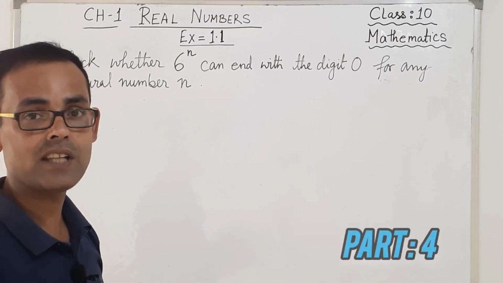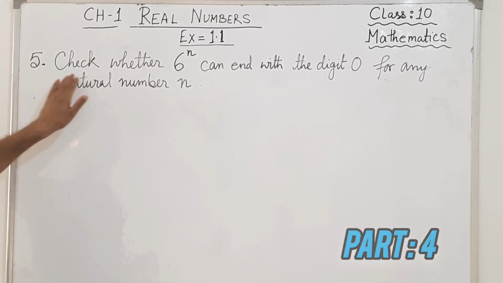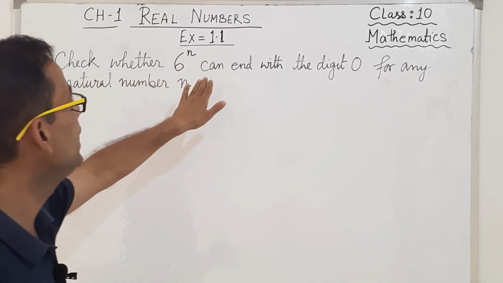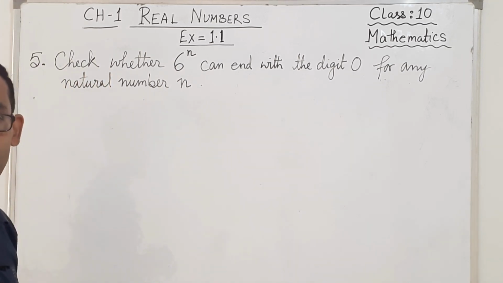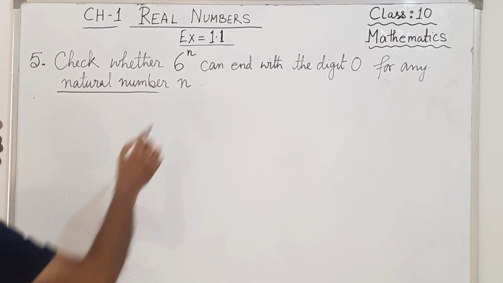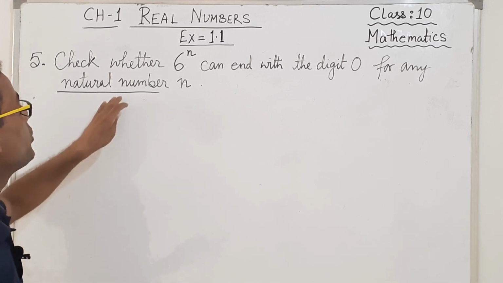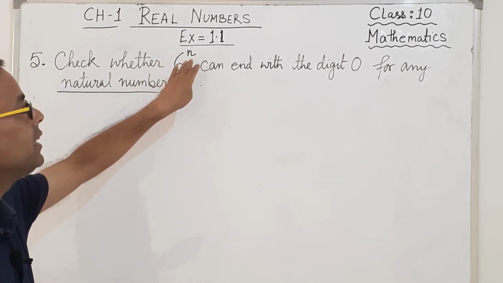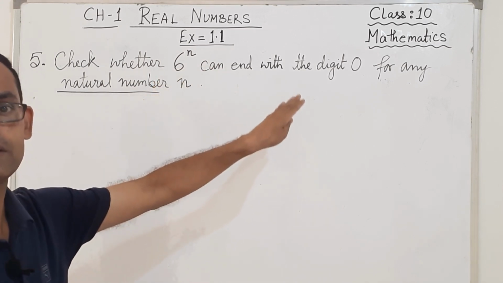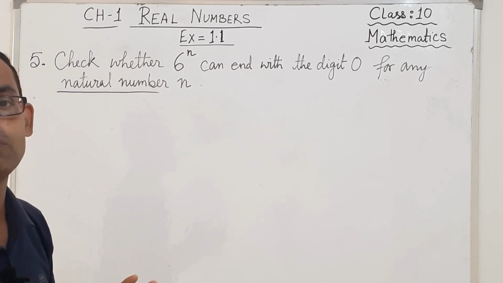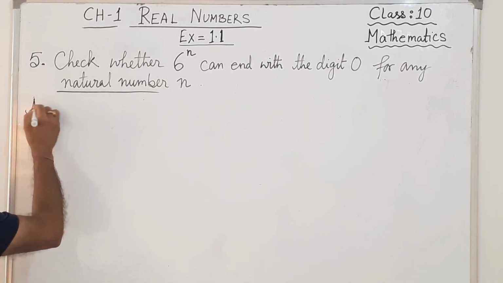So students of class 10, let us see what they are asking in question number 5. Check whether 6 to the power n can end with the digit 0 for any natural number n. Now natural number means what? 1, 2, 3, 4, 5, 6. These are all natural numbers. So we have to check whether 6 to the power n, whatever it will be, will end with the digit 0 or not. That we have to prove in this sum. Okay, so let us solve it.